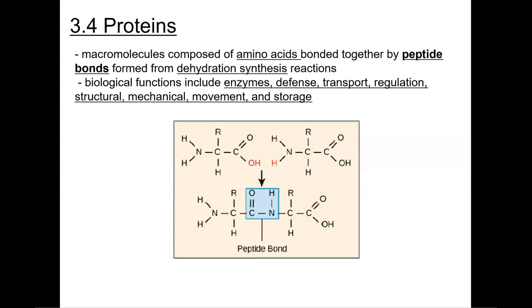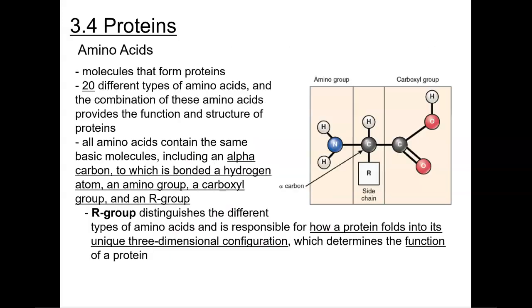We have proteins making up our hair, our skin, our fingernails, and our muscles. All things in our body can be made up of different types of proteins. They're responsible for mechanical functions. Think of your muscles, moving things around. Responsible for movement and responsible for storage.